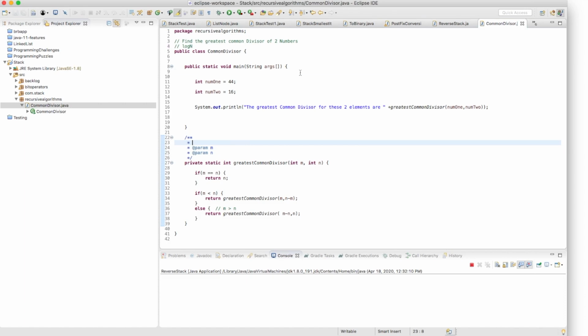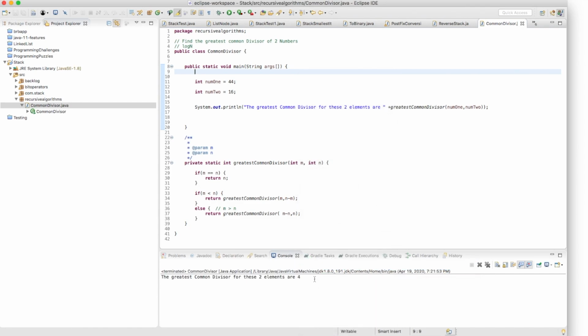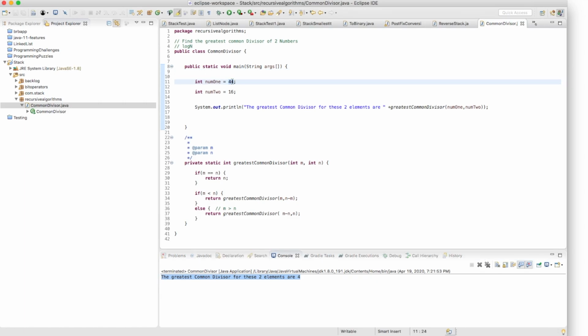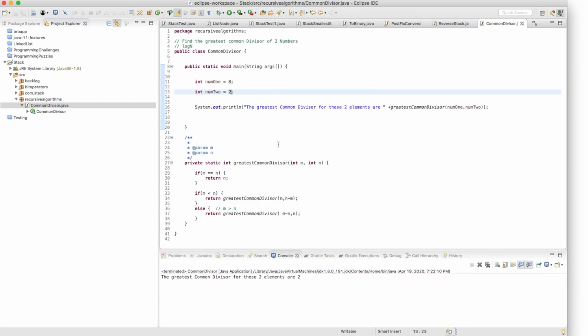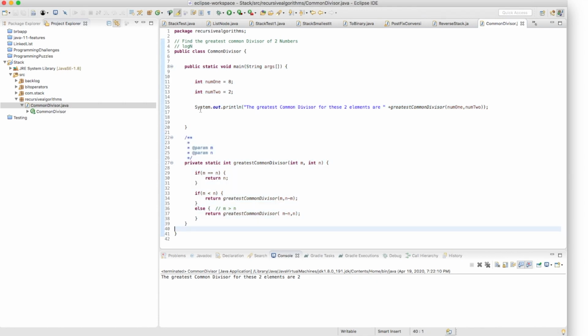Let's go ahead and run this program just for the sake of it. Okay, so you have the greatest common divisor of these two elements as 4. Let's try two other numbers. Let's try 10. So that's how you implement your greatest common divisor problem using recursion.